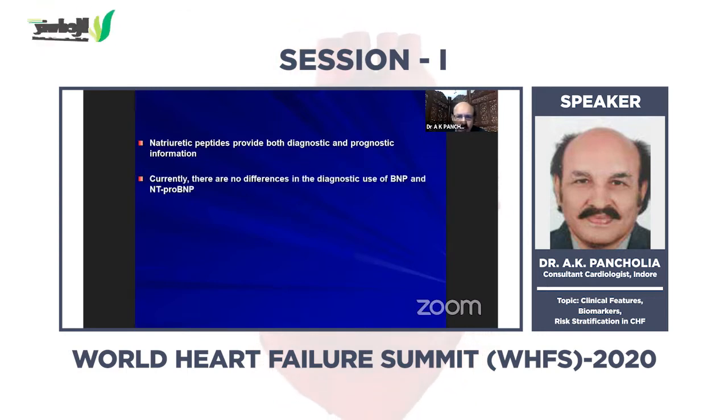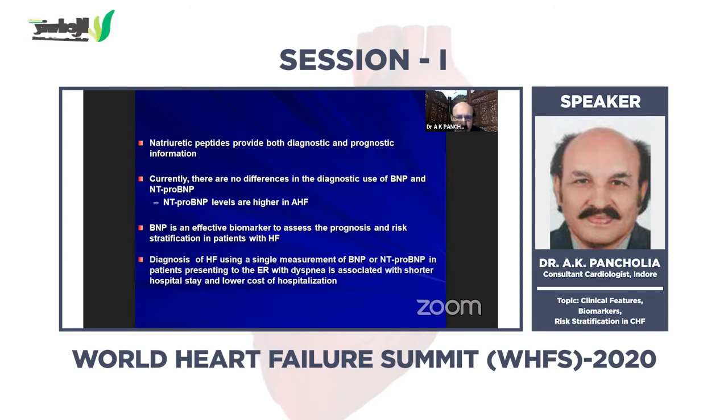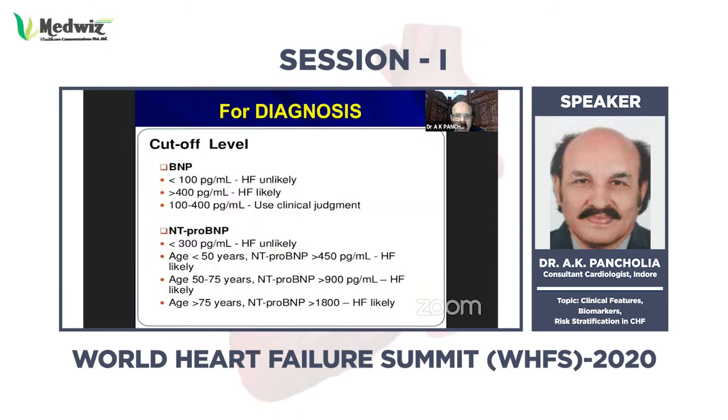Currently, there are no differences in the diagnostic use of BNP and NT-proBNP. Of course, NT-proBNP levels are higher in acute heart failure. BNP is an effective biomarker to assess the prognosis and the risk stratification in patients with heart failure. A diagnosis of heart failure using a single measurement of BNP or NT-proBNP in patients presenting to the emergency room with dyspnea is associated with a shorter hospital stay and of course lower cost of hospitalization.